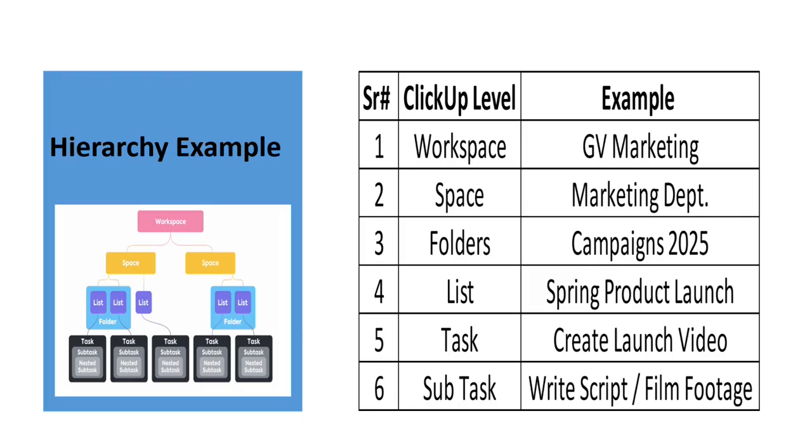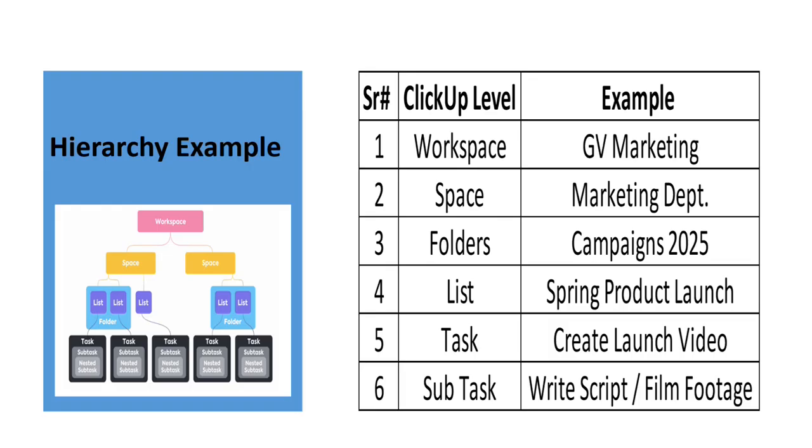Okay, let's go through an example. To understand ClickUp clearly, we can think of it as a structured system that organizes work from the highest level down to the smallest actionable step. At the top level, we have the workspace, which represents the entire organization. For example, in our case, this could be GB marketing. The workspace acts as the main container where everything is in ClickUp.